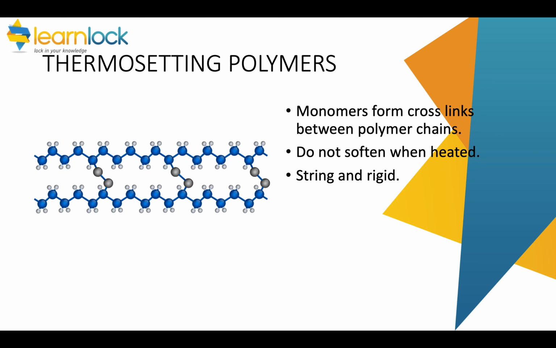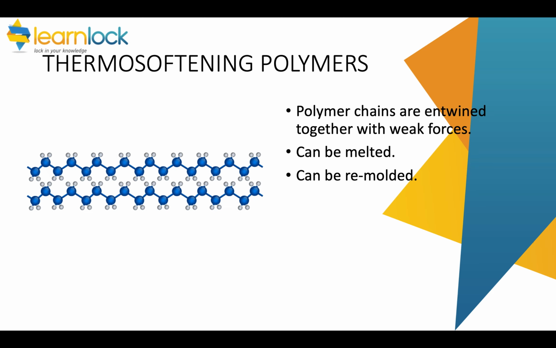Thermosetting polymers are when the monomers form cross-links between polymer chains, as shown. They don't soften when heated, and they're strong and rigid. Thermosoftening polymers, these are when the chains are entwined together with weak forces. They can be melted and remoulded.